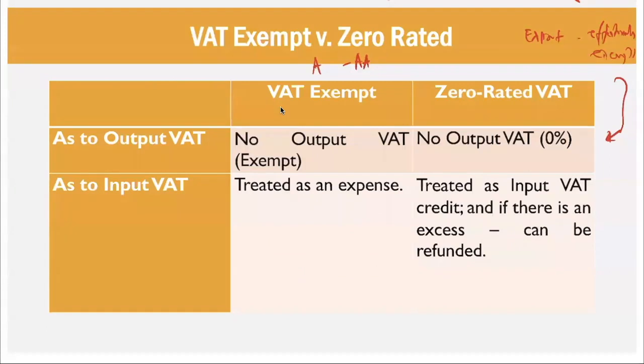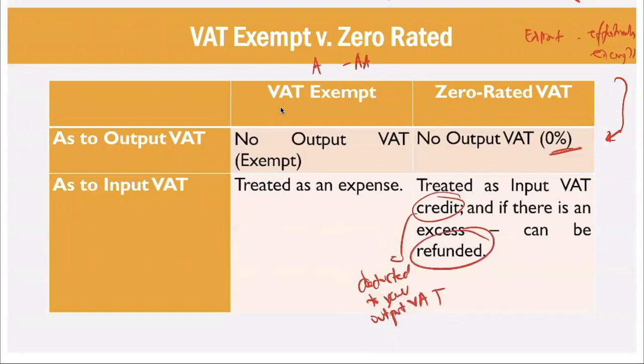So what's the difference between a VAT exempt and zero rated? If that is a VAT exempt, there's no output VAT. It is exempt. However, the input VAT is treated as an expense. If that is a zero rated VAT, there is also no output VAT, 0%, but the input VAT is either a tax credit, meaning it is deducted to your output VAT, or it is refunded. When is it refunded?